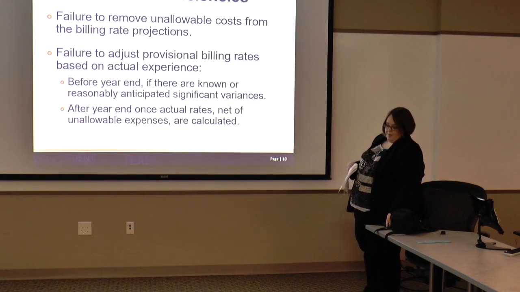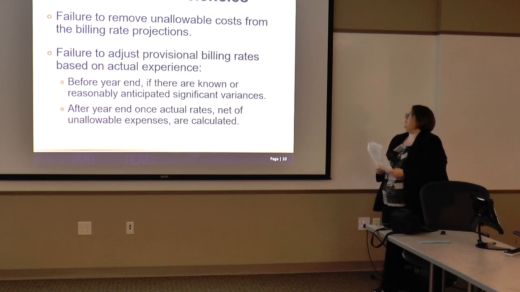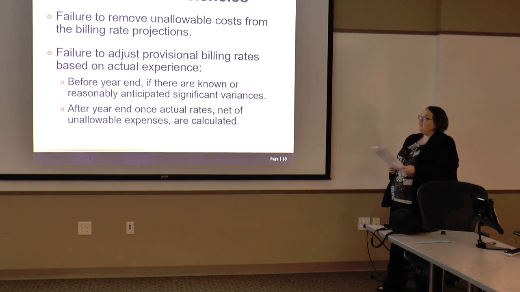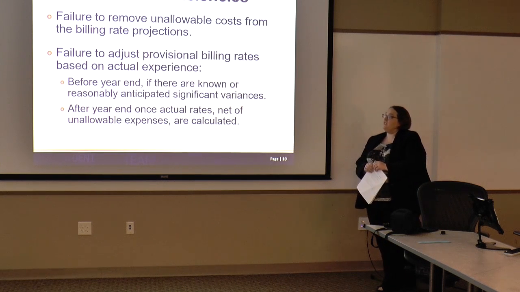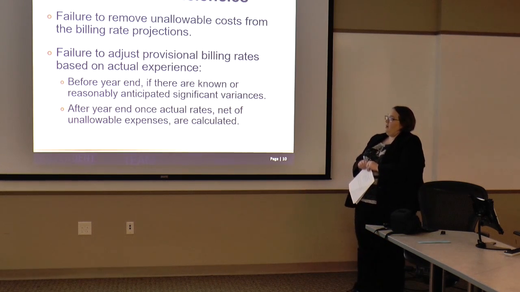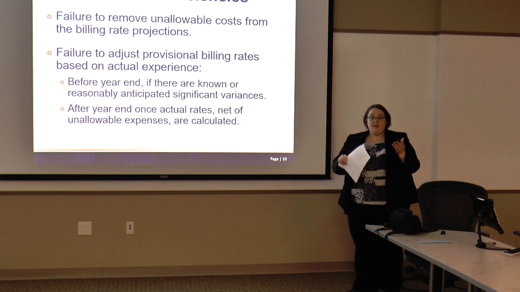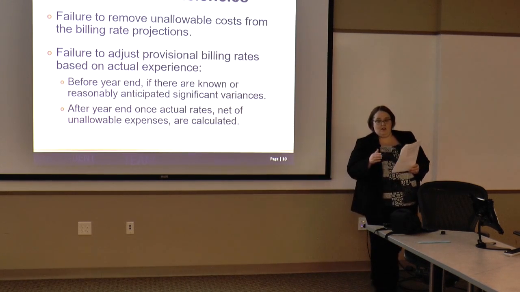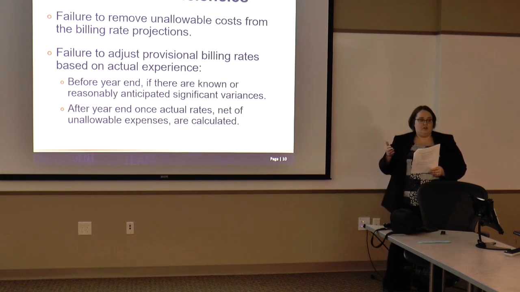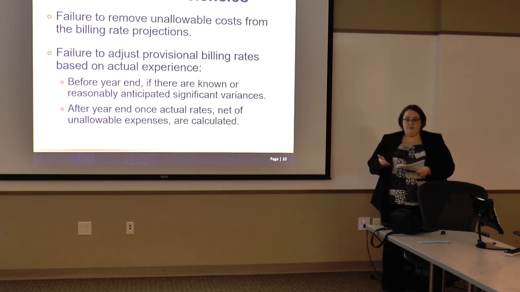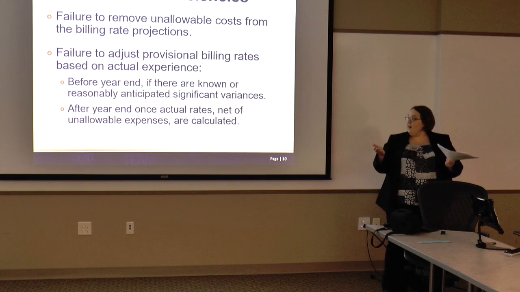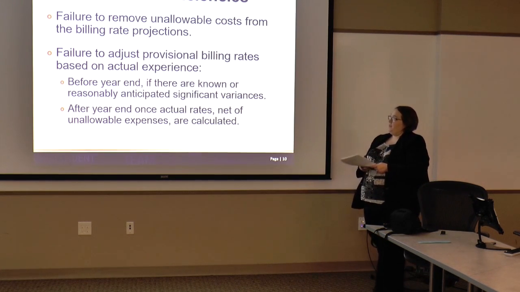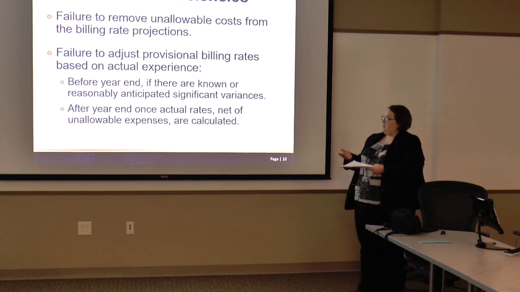Some of the common deficiencies that we've seen when we review these provisional billing rates are failure to remove unallowable costs from the billing rate projections. Somebody may gather information from their accounting system and not adjust for costs that are not considered allowable per FAR 31.205. Another is failure to adjust provisional billing rates based on actual experience.